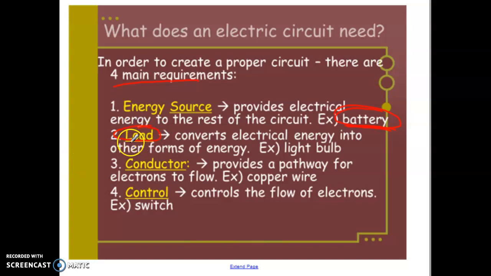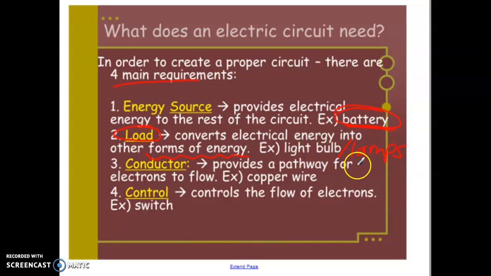Okay? The next component is something called a load. A load can refer to many different things, but the purpose of the load is always the same. A load will take electrical energy and convert it into another form of energy. Of course, the electrical energy we're referring to are the electrons from the battery, and we want to convert it into a different format. So for example, a light bulb. Light bulbs are also referred to as lamps.